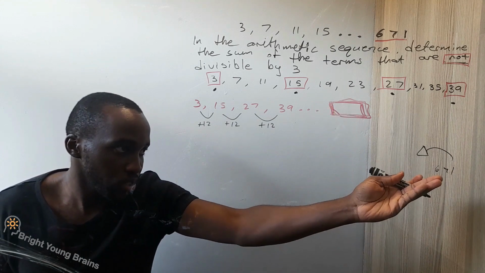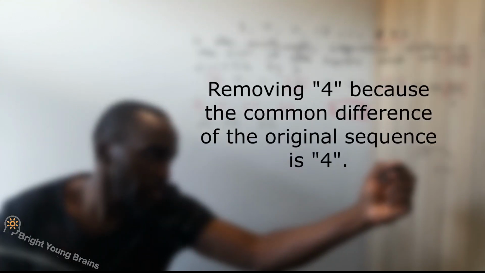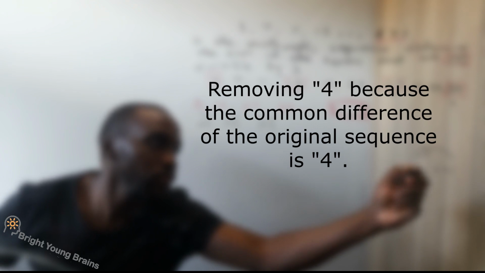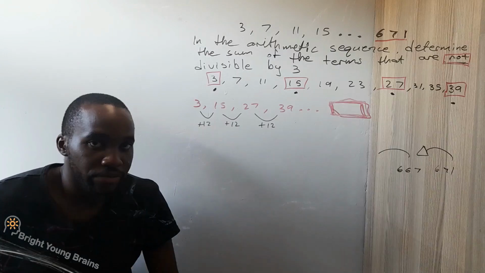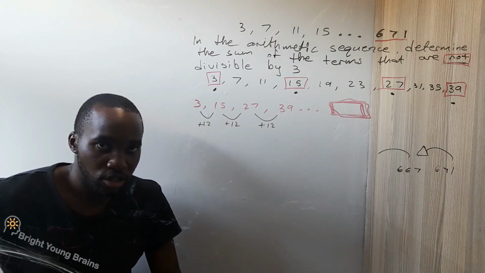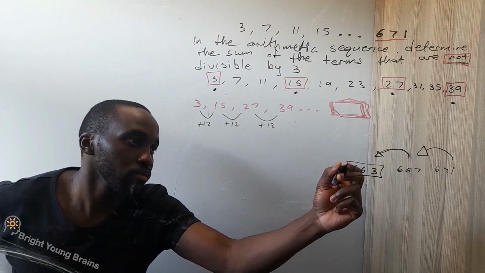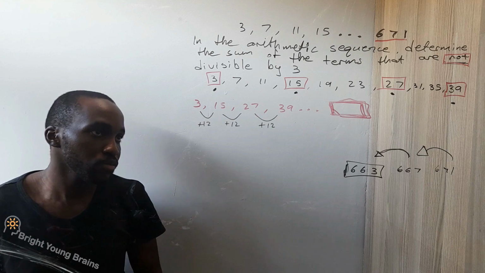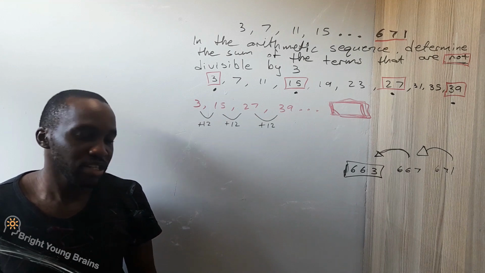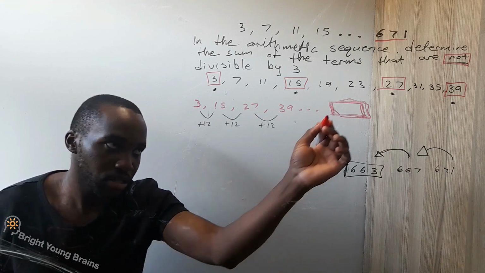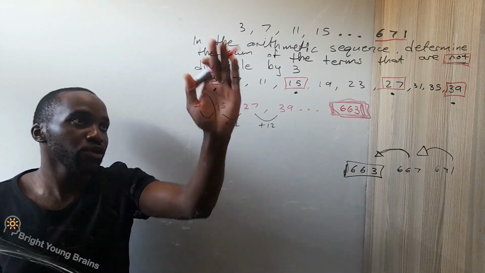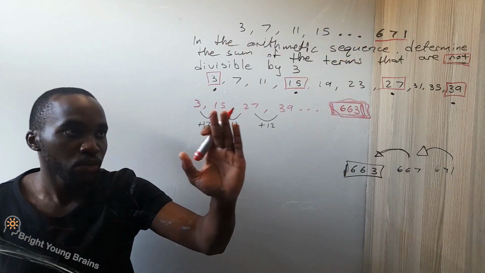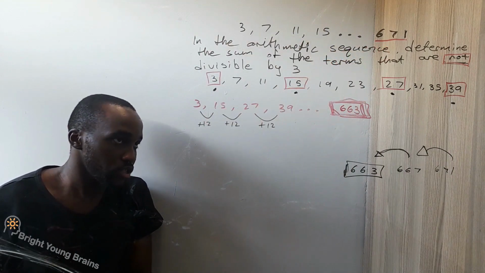So let's work backwards. If you remove 4 here, you're going to have 667. That is not divisible by 3. So let's remove 4 more. This is definitely divisible by 3. So in our sequence of terms that are divisible by 3, 663 would be our last term. Perfect. We know the last term in our original one. We know the last term in the sequence of values divisible by 3.